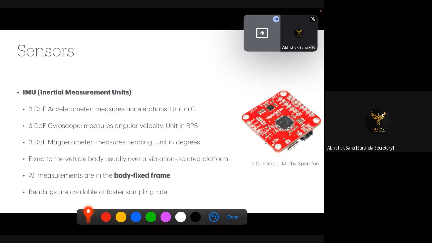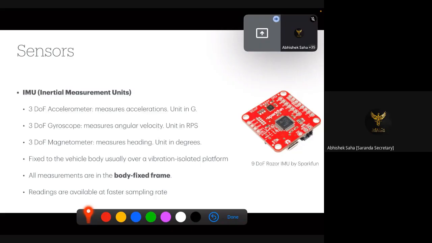And then you have a 3-axis magnetometer, which gives you output in terms of degrees with respect to the x, y, and z-axis. Now this sensor is fixed through a vibration isolation platform onto the vehicle. So once it is fixed to the vehicle, the measurements that are going to come are always going to be with respect to the vehicle. Okay, so whatever you see is always with respect to the vehicle, and then when we talk of controllers and all, we have to do suitable transformations.